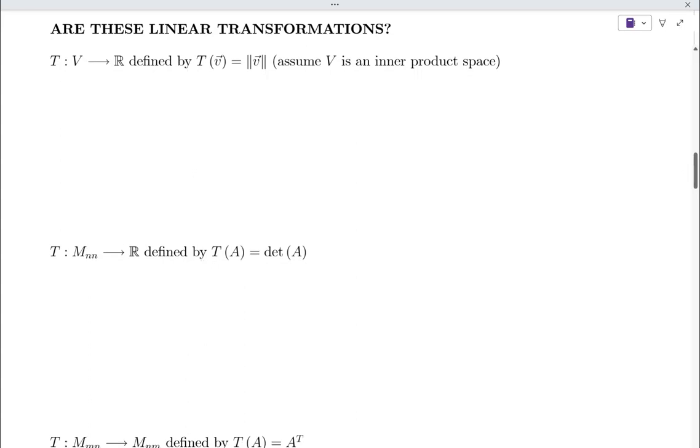This one asks if things are or not. This one, we have a function defined from an inner product space to the reals, where the function applied to the vector is the magnitude of the vector. Is that going to be a linear transformation? Do magnitudes, do norms break up over sums?